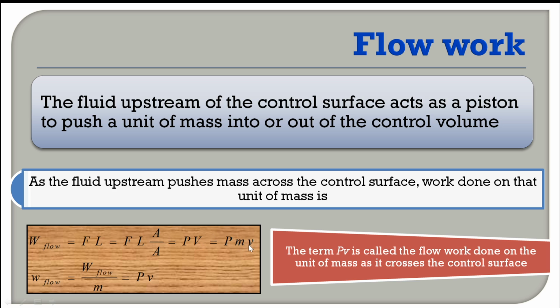So it is P into V, pressure multiplied with V, or V you can write as the mass into specific volume. Unit mass of the fluid flowing multiplied with its specific volume, P into mv. Or this is the total flow work, or specific flow energy or specific flow work, that is flow work per unit mass, could be written as P into specific volume. Pressure into specific volume is the specific flow work. So the term Pv is called the flow work done on the unit of mass as it crosses the control surface. So mathematically, the flow work or flow energy is P multiplied with v.